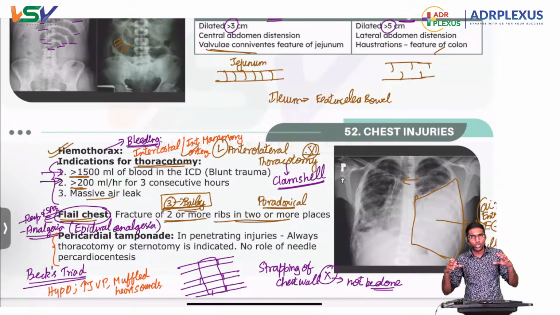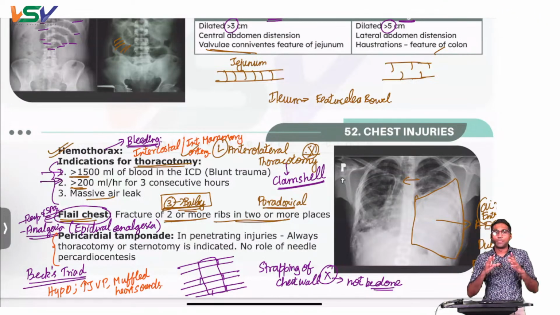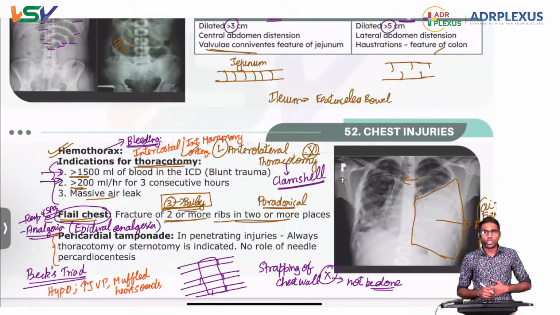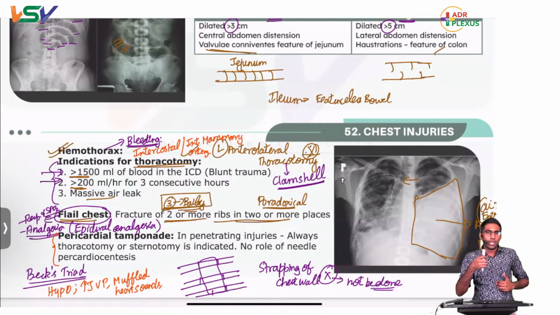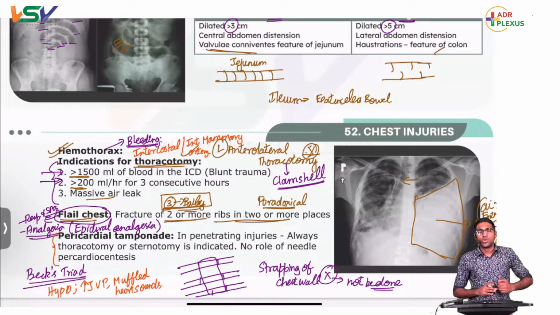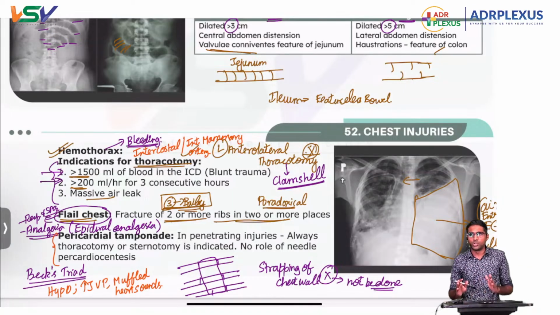All these three together constitute a condition known as pericardial tamponade. Initially, in pericardial tamponade, under ultrasound guidance, a catheter would be inserted into the pericardium and the blood drained. But now the guidelines have been changed in your latest edition.